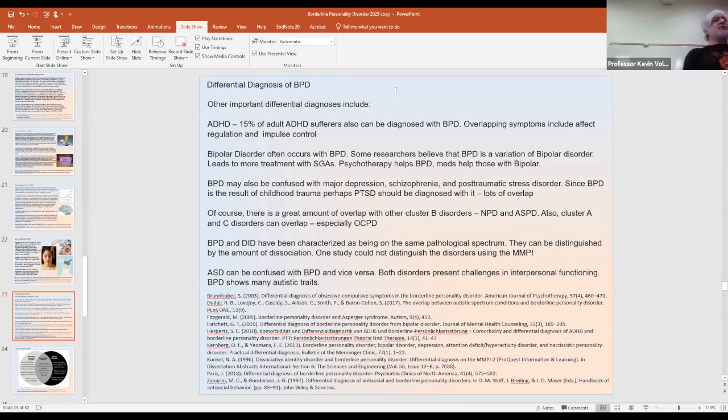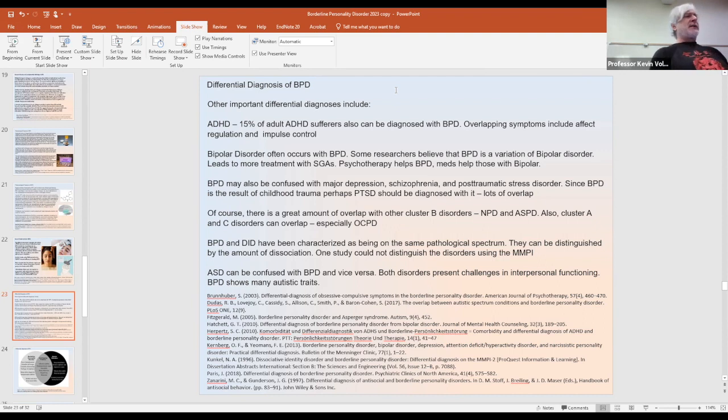Since BPD is a result of childhood trauma in most cases, PTSD should probably be diagnosed along with it. There's a lot of overlap. Okay. Of course, a great amount of overlap with other cluster B disorders, narcissistic personality disorder, antisocial personality disorder, and we should also include histrionic and dependent personality disorder there as well. Also, cluster A and cluster C disorders can overlap, especially obsessive compulsive personality disorder.